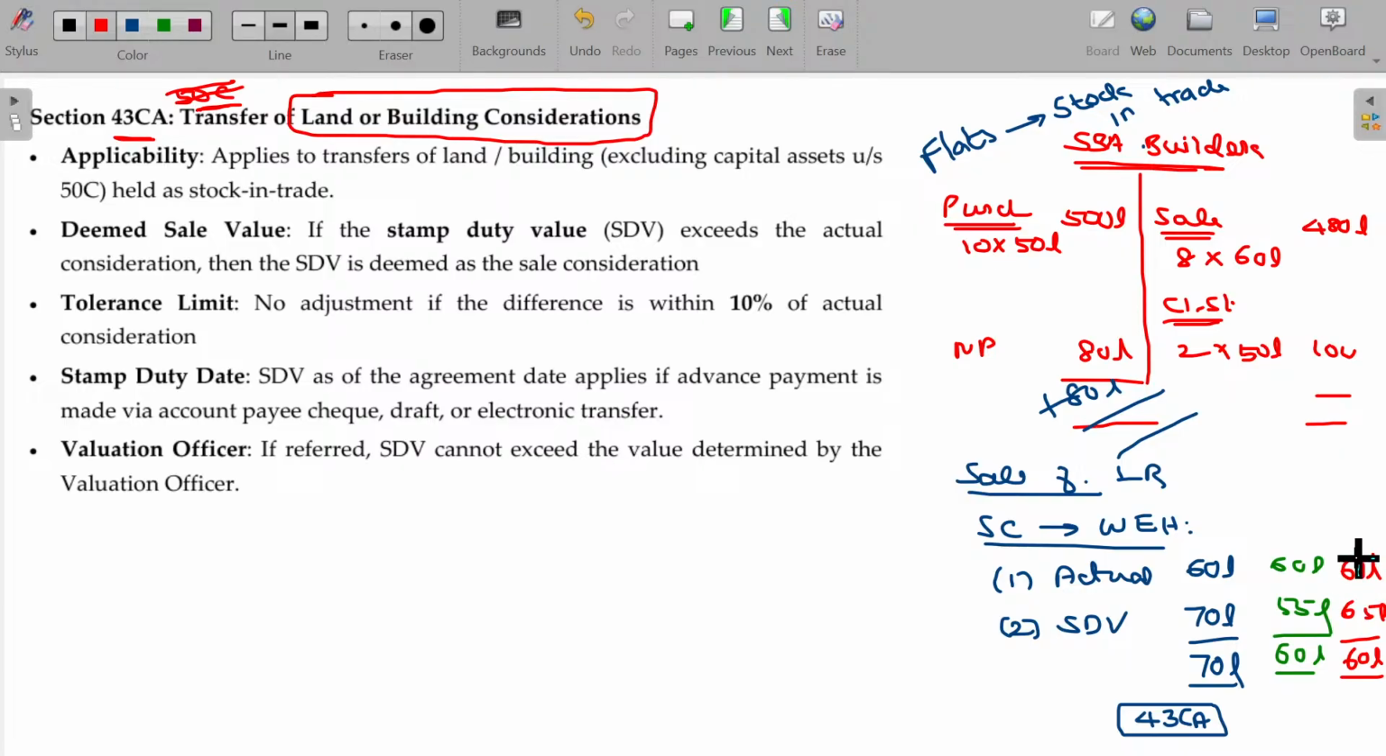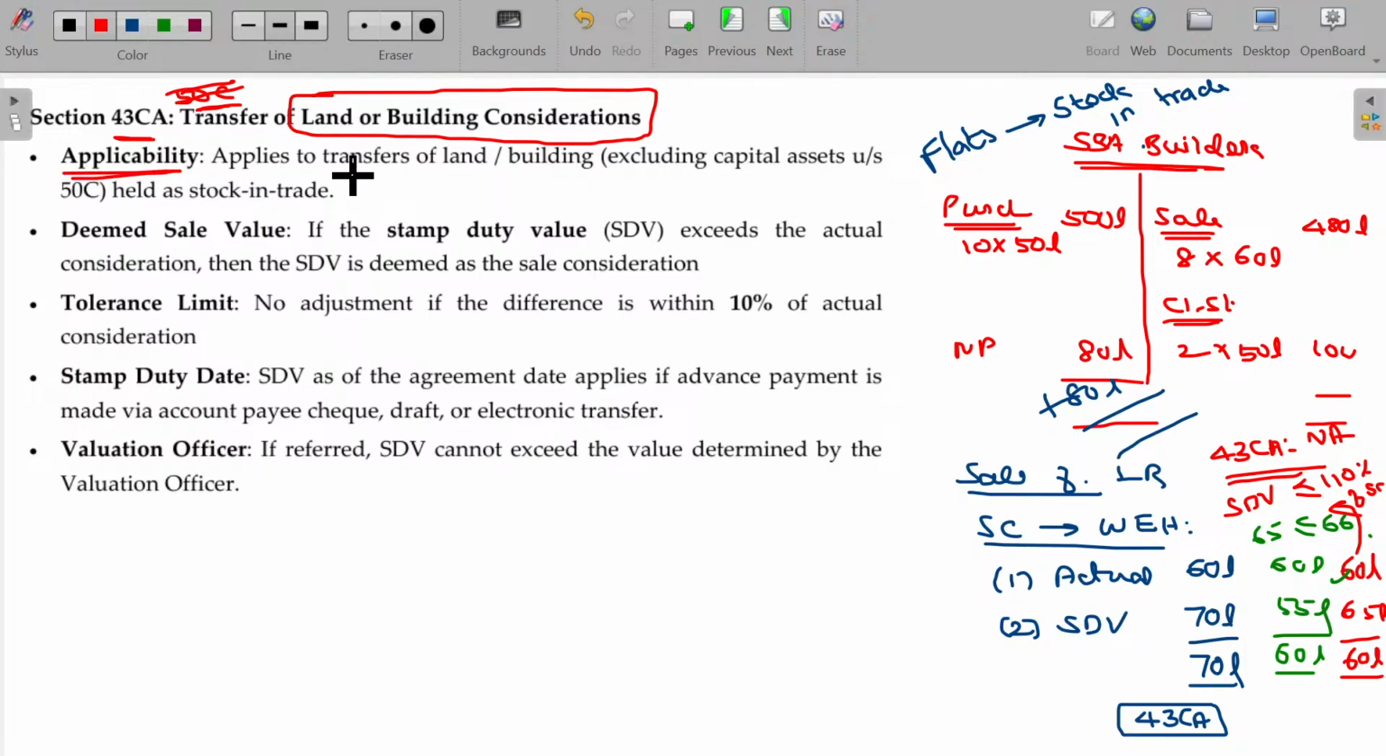Why? Because one more point I am going to guide you here. Section 43CA is not applicable if the stamp duty value is less than or equal to 110% of the actual sale consideration. 60 lakhs multiplied by 110% is 66 lakhs. Sorry, the stamp duty value is only 65 lakhs. So 65 lakhs, being less than or equal to 66 lakhs, satisfies this condition, and section 43CA is not applicable.